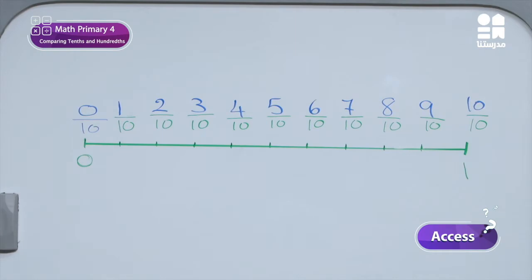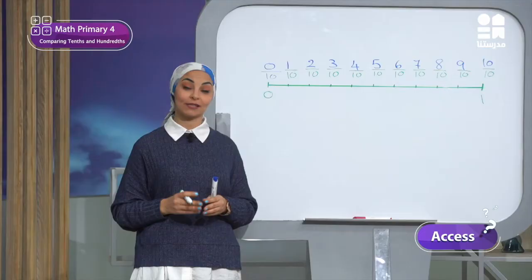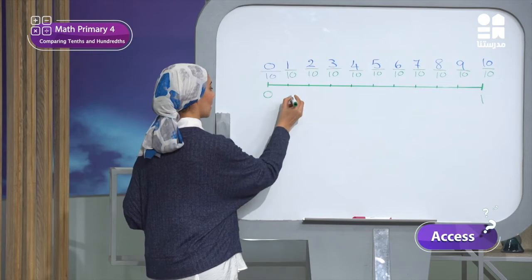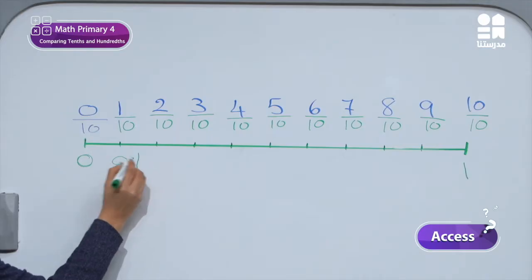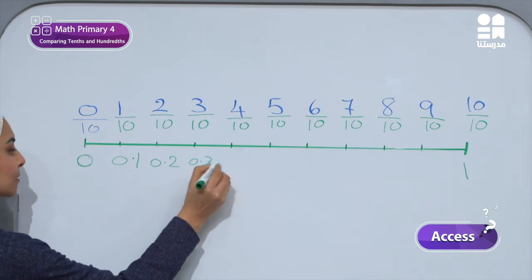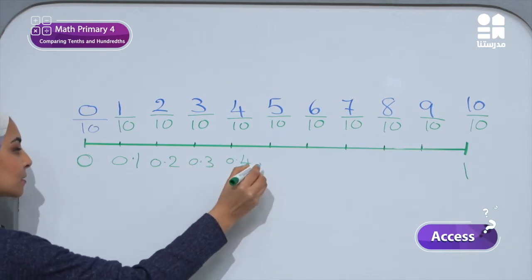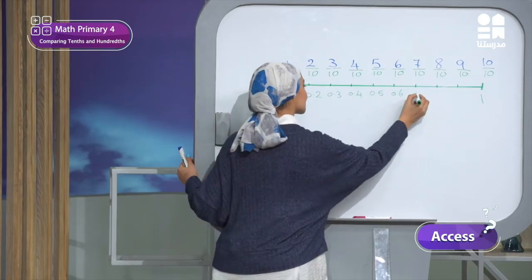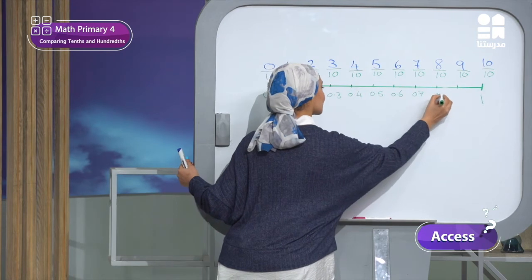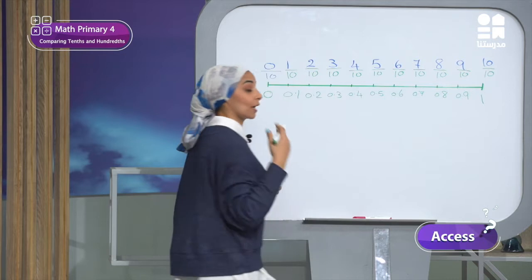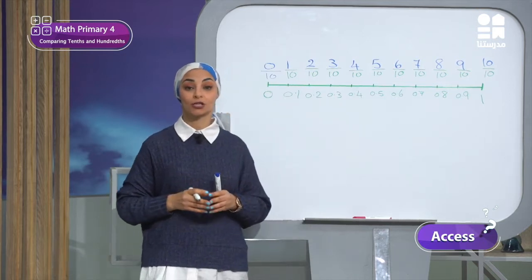Now we will count again but المرة دي هكتبهم as decimals. Okay. تعالوا كده نكتبهم مع بعض. Okay. So here I have 0, then 0.1, 2 tenths, 3 tenths, 4 tenths, 5 tenths, 6 tenths, 7 tenths, 8 tenths, and 9 tenths. Then the last one, 10 tenths, which is equal to 1.